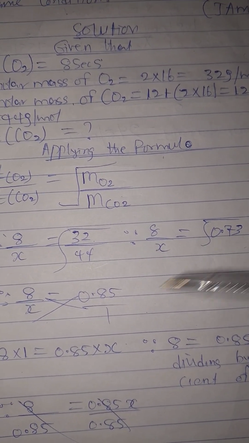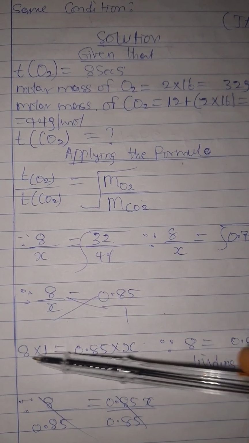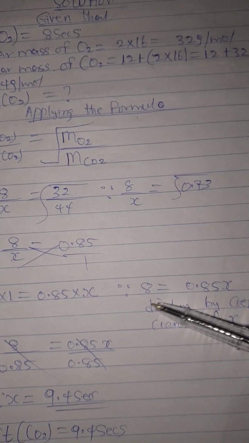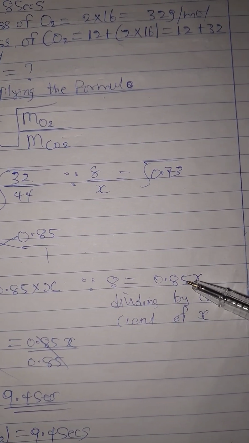The square root of 0.73 is 0.85. So I have to cross multiply this. That becomes 8 times 1 is equal to x times 0.85. So 8 times 1 is 8, equal to 0.85x.